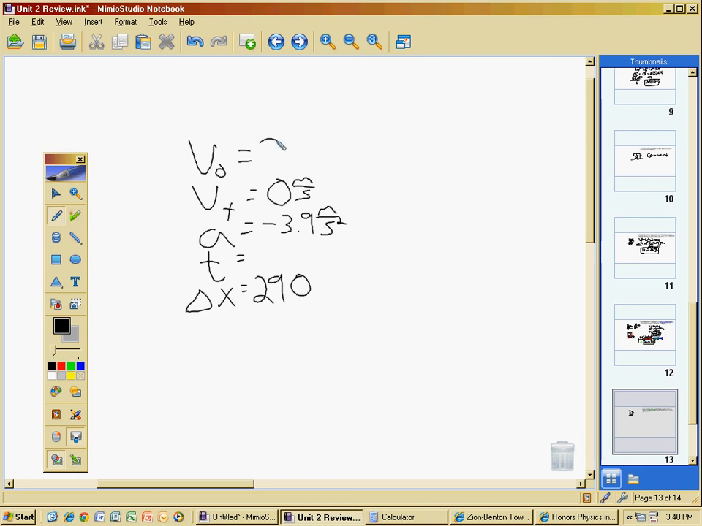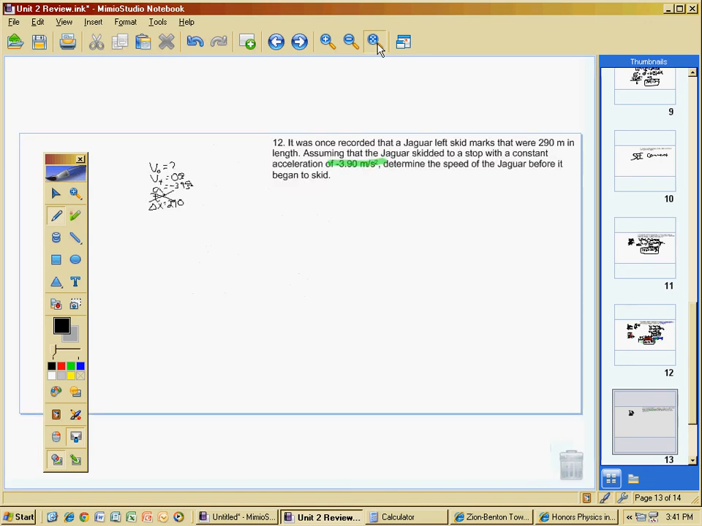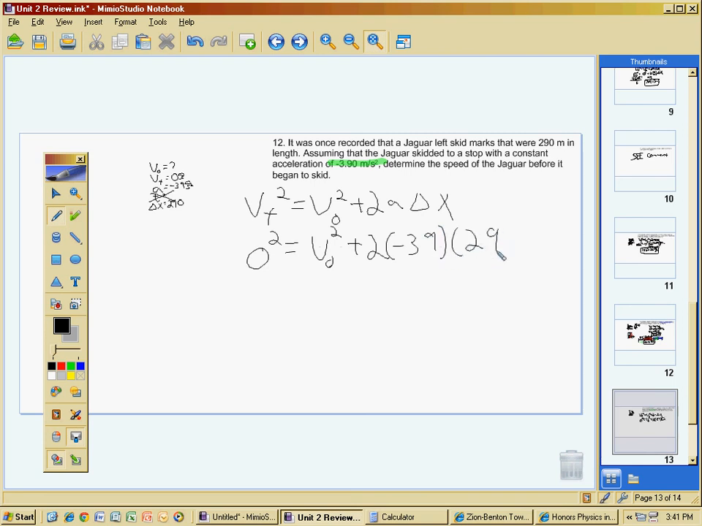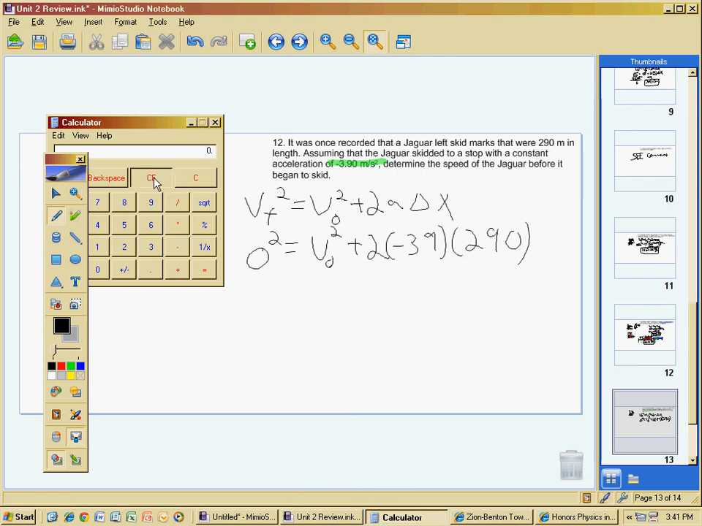We're looking for V naught. We don't care about time. And in this case, unlike the last problem, we do happen to have an equation that does not include time. So, Vf is what we're looking, well, I'm sorry, that's not what we're looking for, that's 0. V naught is what we're looking for, plus 2 times -3.9. Plug that whole right side of the equation in.